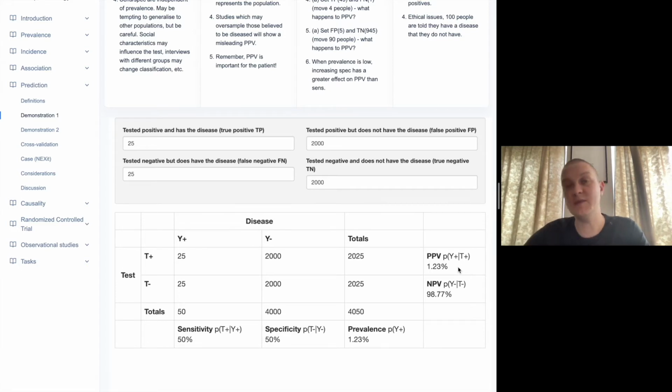And this happens sometimes because you oversample the disease, because you have more individuals in the population that don't have the disease than have the disease, and so you oversample people with the disease so that your cohort has more variation or has higher power, and so on. And remember, PPV is very important for the patient, so we want to get this right.